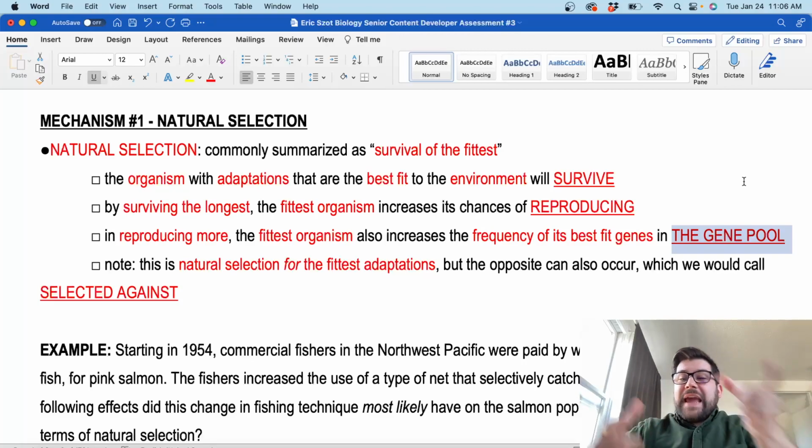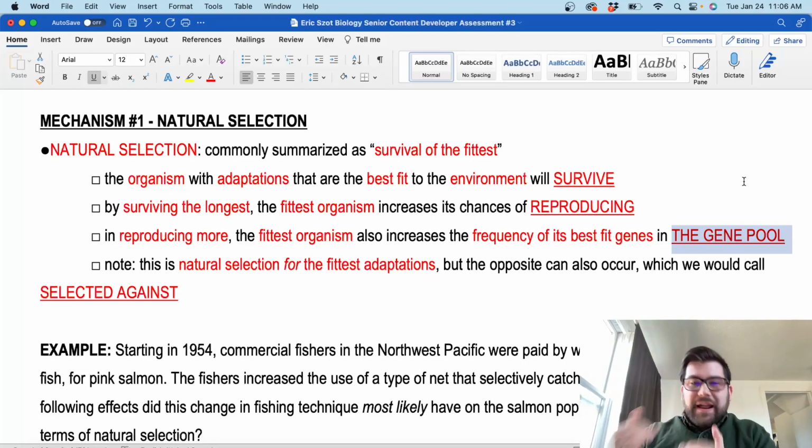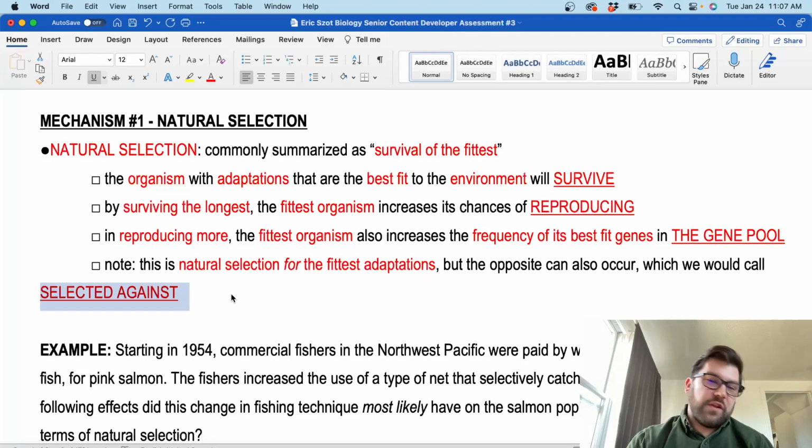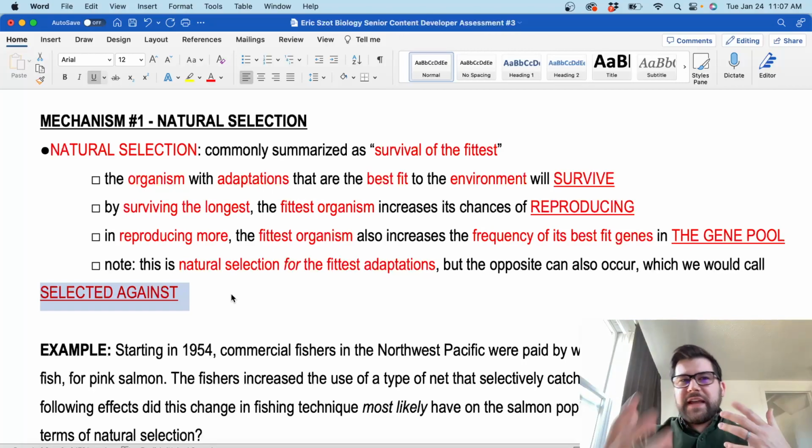We could select against certain traits, like the traits that are not a good fit. Those are ones we're going to see less, right? Because those organisms are not surviving, maybe not even for one reproductive cycle. So they're not reproducing, they're not passing those genes and alleles on, they're being selected against. We don't see them as often. They're going to start to disappear from the gene pool, right? Slowly over time, maybe down to very, very small frequencies. So this is basically how natural selection works.